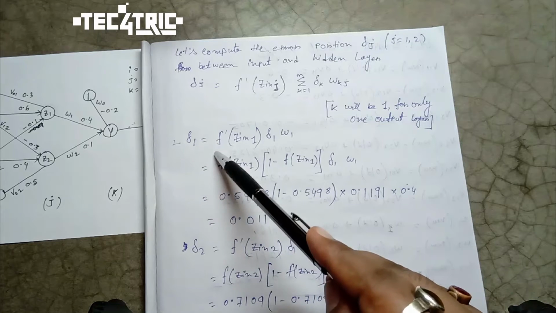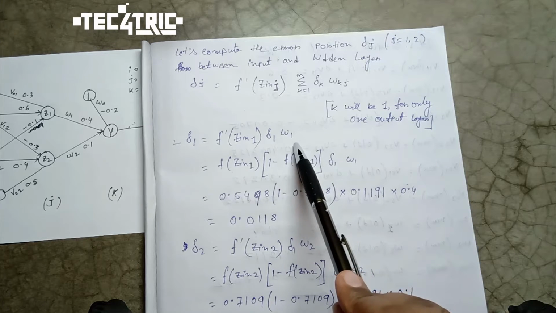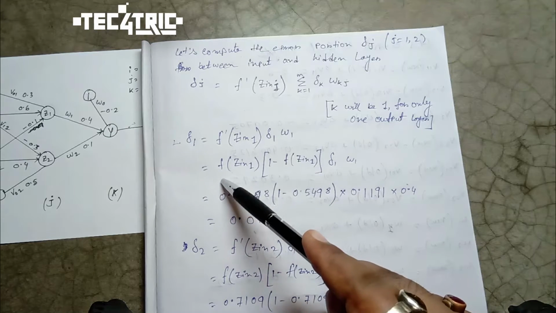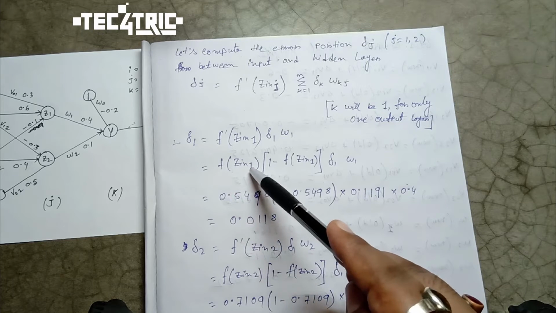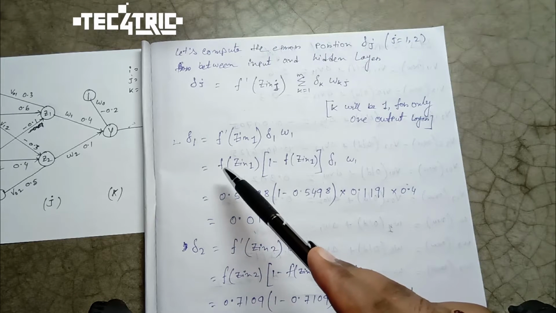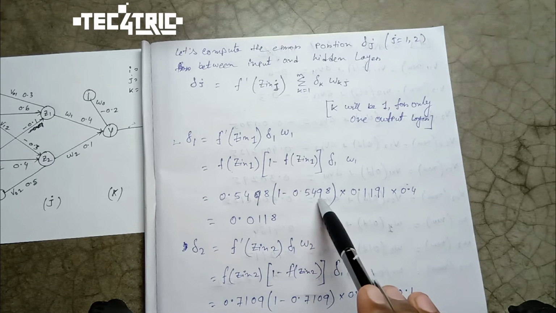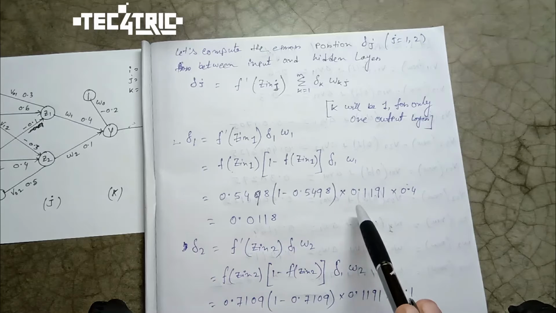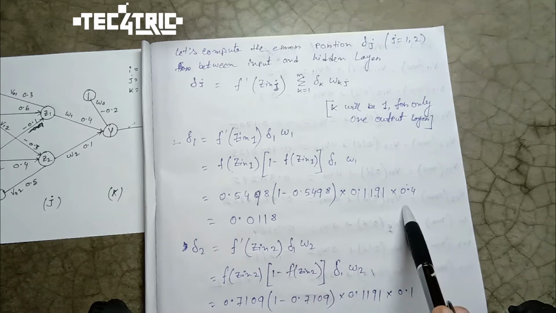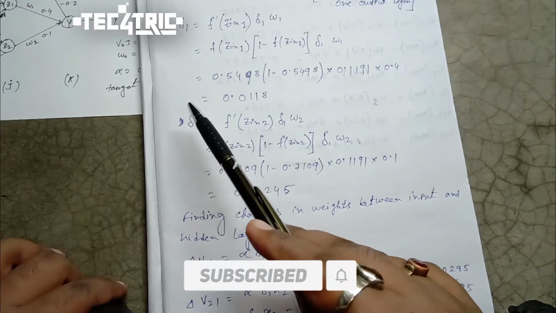So delta 1 will be f dash z input 1 into delta 1 and w1. Here w will be w11, but w11 and w1 are the same. So again we apply the shortcut, that is function of z input 1 into 1 minus function of z input 1, into delta 1 into w1. The f of z input 1 is 0.5498, and 1 minus 0.5498. We have calculated the delta 1 earlier, so it will be 0.1191, and then w1 is 0.4. After calculating all the values we got 0.0118.